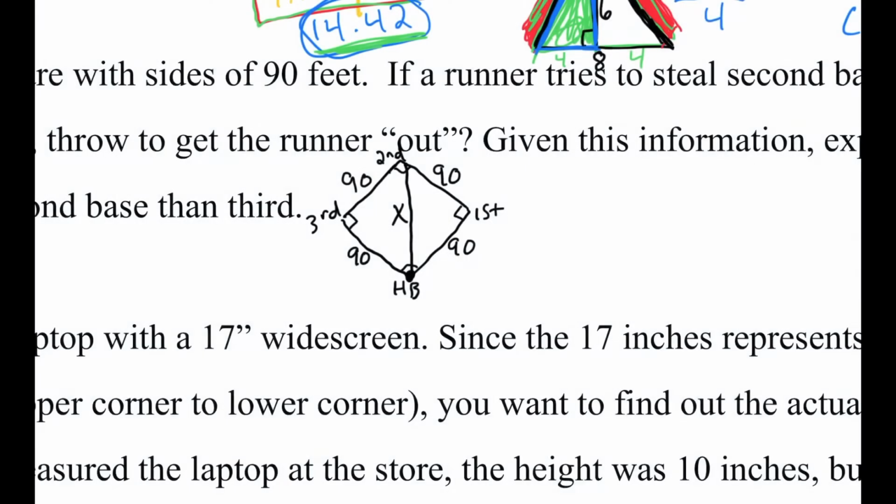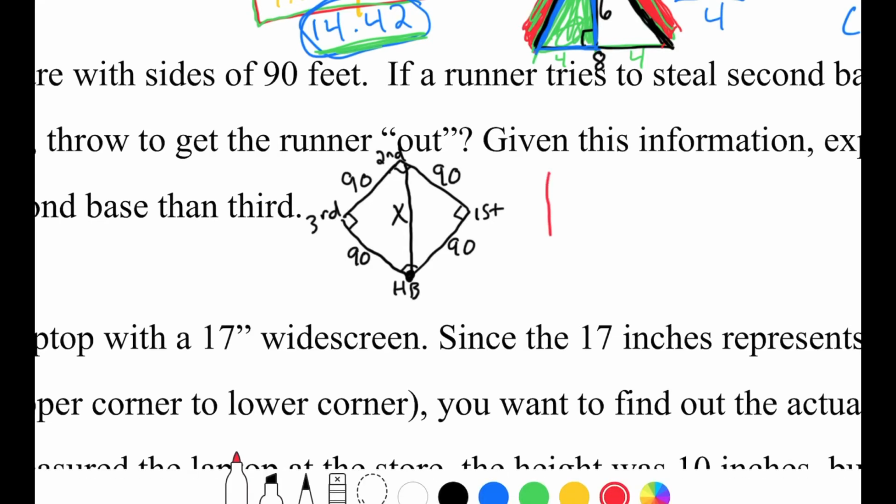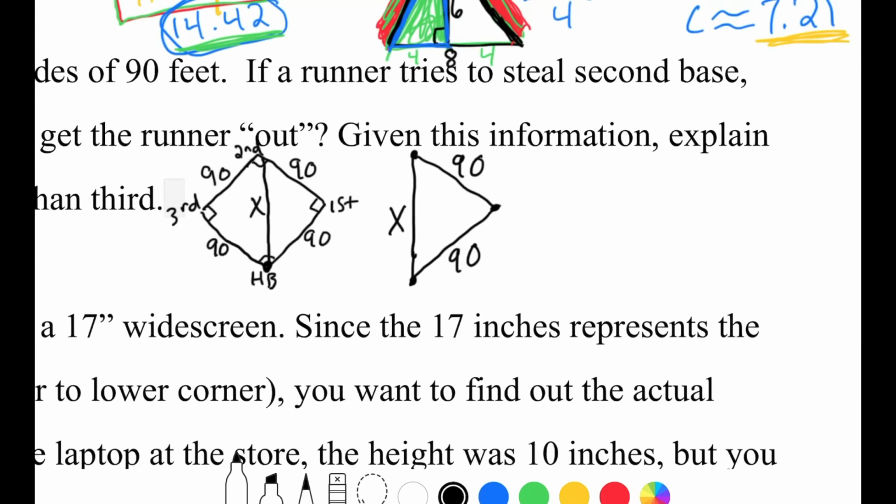Okay. There we go. Okay. So we've got our triangle. We want this distance from our second to our home base. And we know that second to first is 90. Our home plate to first is 90. And we're solving, and this is 90 degrees, so we can use our theorem.